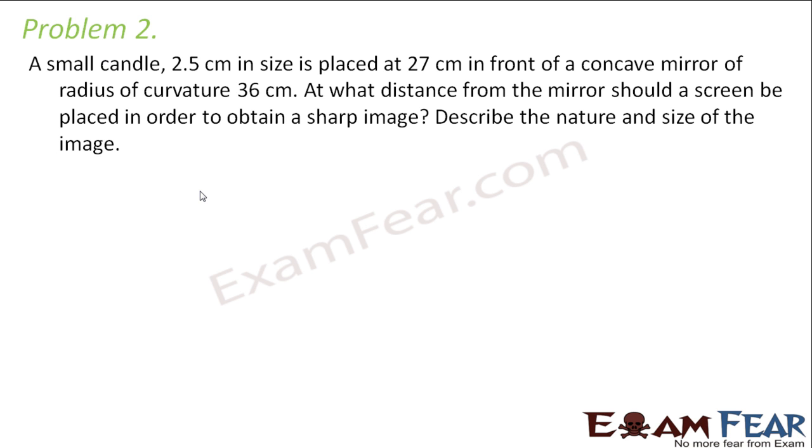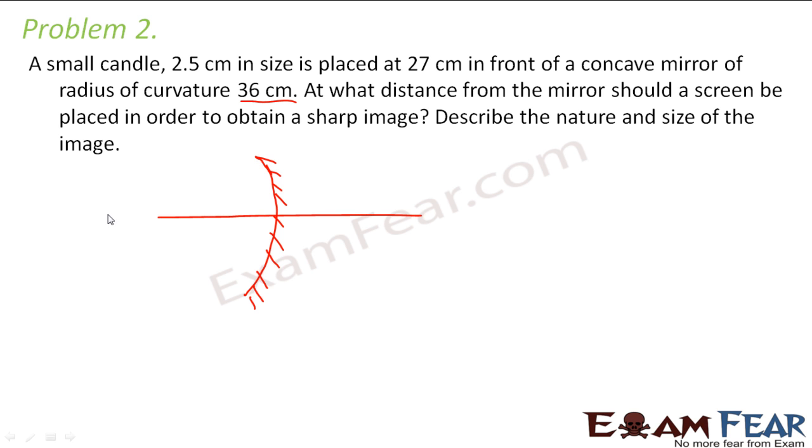It says that a small candle 2.5 centimeters in size is placed at 27 centimeter in front of a concave mirror of radius of curvature 36 centimeter. So here we have a concave mirror. So this is my concave mirror. So we have a small candle 2.5 centimeters in size. So let us suppose this is my small candle. It is placed at 27 centimeters in front of the concave mirror.